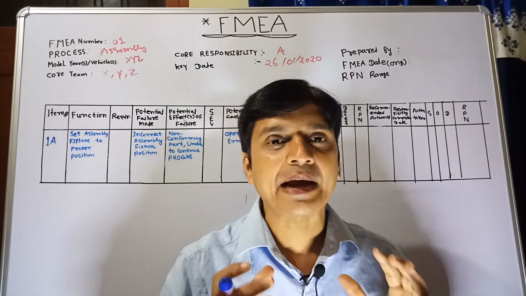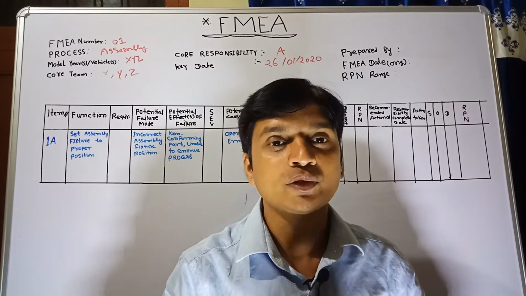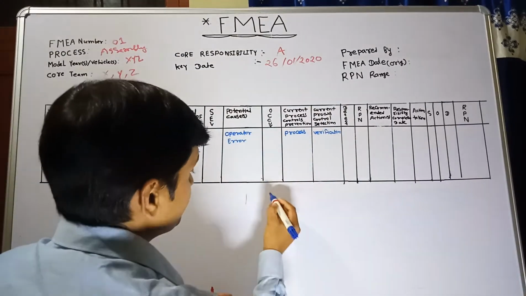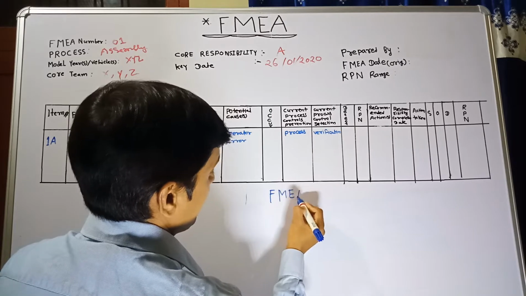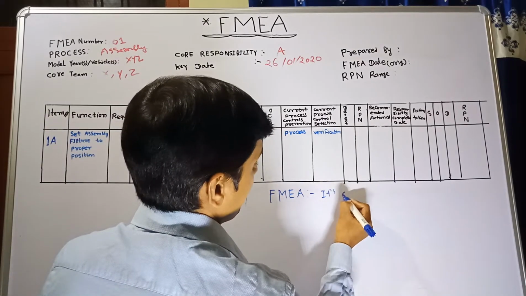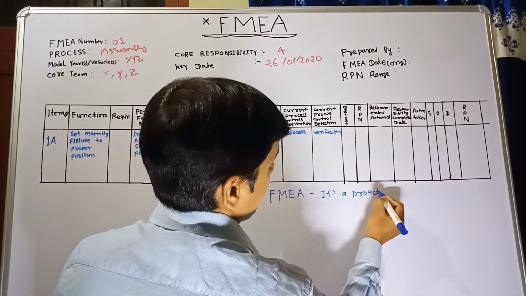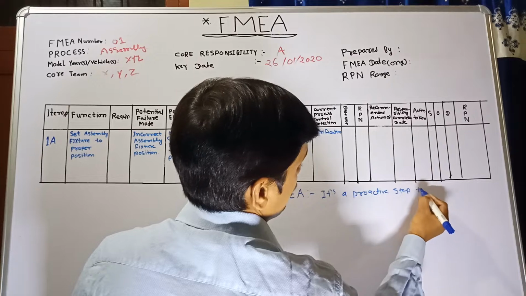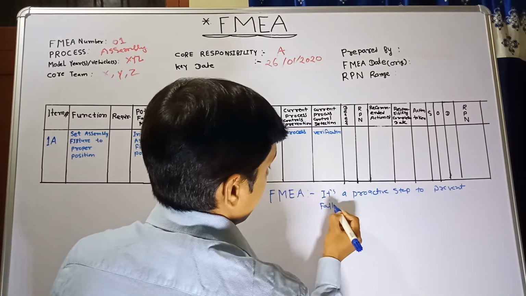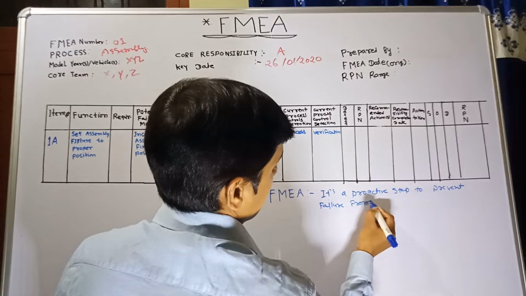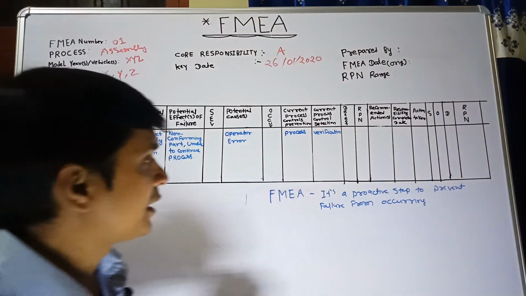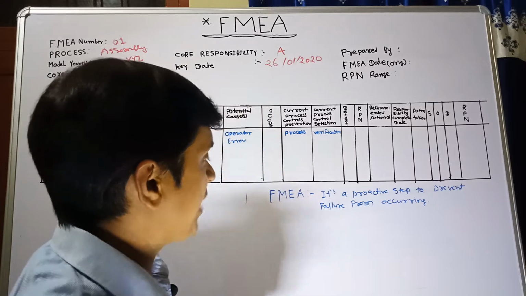Basically FMEA is a proactive step to prevent failure from occurring, and it also identifies the potential failure and identifies their impact.